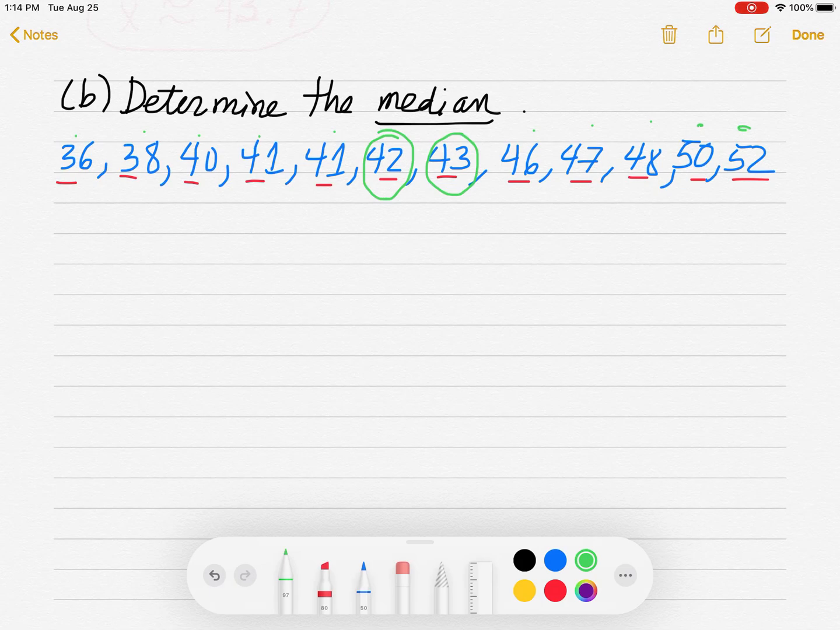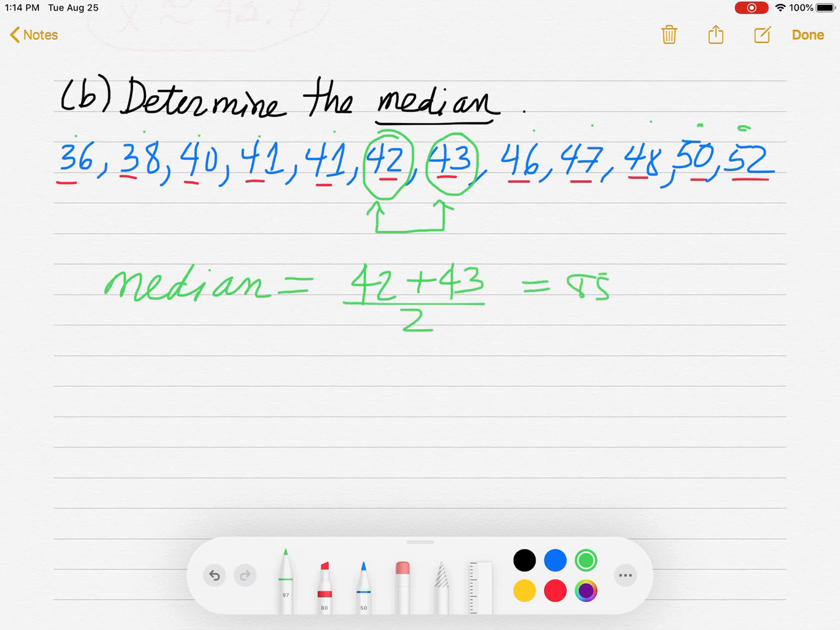Then you're going to find what's halfway between these. Well, you could just say, what's halfway between 42 and 43? And you say 42.5. But sometimes it's not so easy to figure out what's halfway between. In this case it is, but sometimes you actually need to average those two numbers. So I'm going to take 42 plus 43 divided by 2. That's 85 divided by 2, so the median is 42.5.